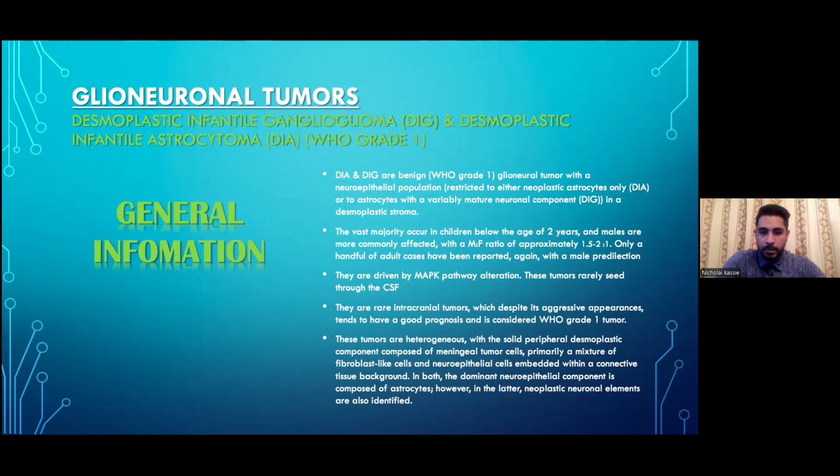These tumors are usually heterogeneous, with a solid peripheral desmoplastic component composed of meningeal tumor cells, primarily a mixture of fibroblast-like cells and neuroepithelial cells embedded in a connective tissue background. In both, the dominant neuroepithelial component is composed of astrocytes. However, in the latter, neoplastic neuronal elements are also identified.